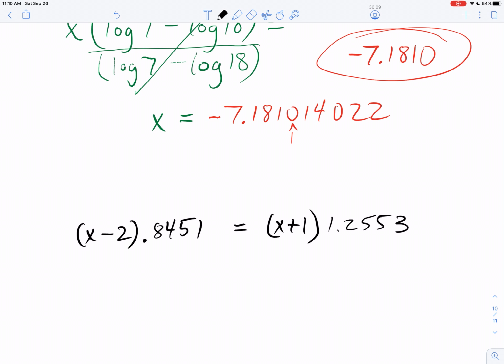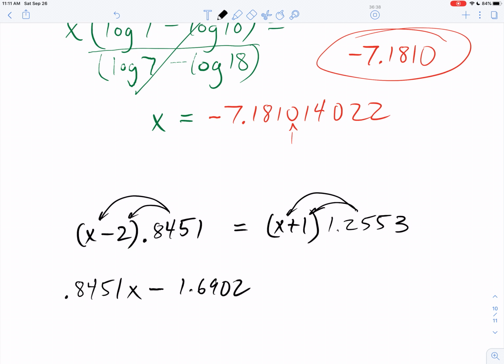Well, guess what? If I do it this way, I can just distribute this decimal. So on the one side, I get 0.8451 x's minus, well, whatever 2 times 0.8451 is. So 2 times 0.8451. What do I get? I get 1.6902. Okay, what's it equal? Well, on this side, if I distribute, I get 1.2553 x's plus, well, 1 times that number. I'm going to get that number again.